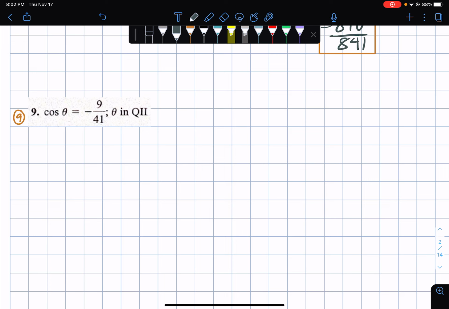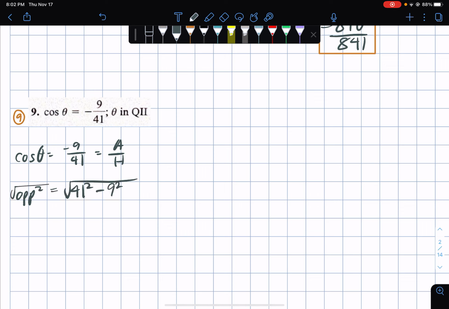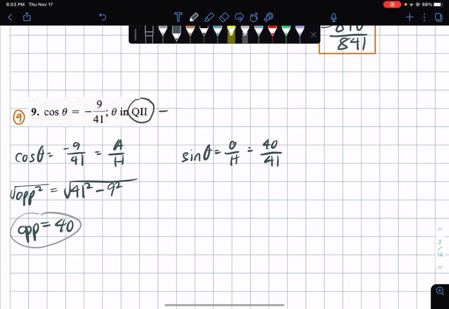So given cosine theta is equal to negative 9 over 41, which is a over h, you have to look for the opposite side. Opposite side is equal to the square root of 41 raised to 2 minus 9 raised to 2. Opposite side is 40. So let's look for the sine theta. Sine theta is O over h, which is 40 over the hypotenuse, which is 41. We know that in number 9, we are talking about quadrant 2, so only sine and cosecant are positive. So sine here is positive.